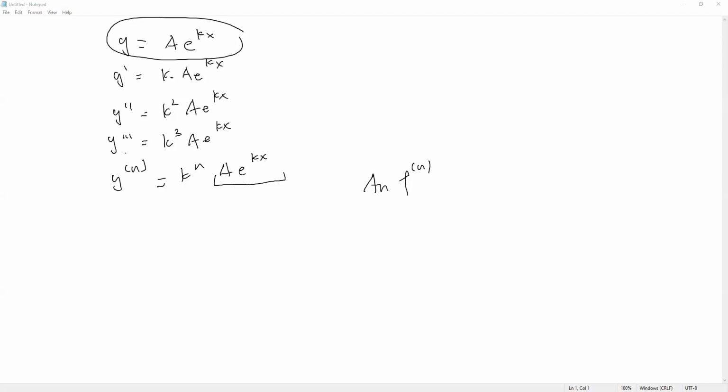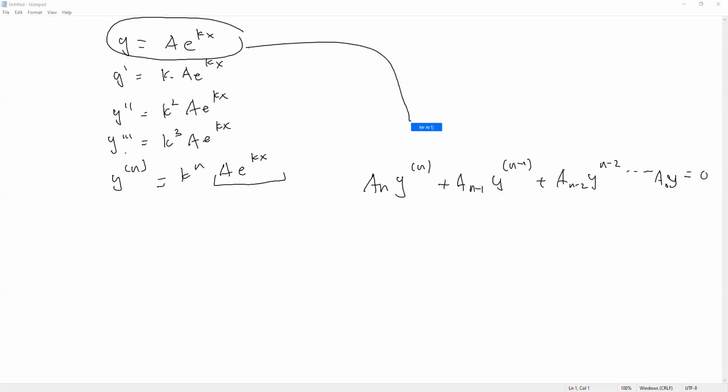Let's call it y^(n) plus a(n-1) y^(n-1) plus a(n-2) y^(n-2), etc. Until the end, you have a1 y dash plus a0 y equals 0. This type of equation will have the general solution of this form: A times e to the power of kx.